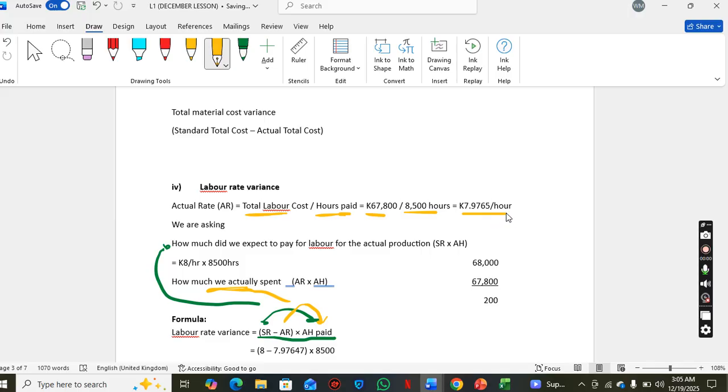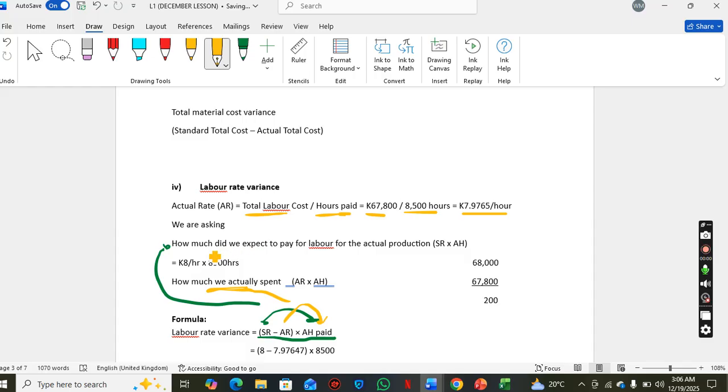7.9765 kwacha per hour. Now I would advise that in the exam you won't be comparing the answers by both methods, but since here I'm using both methods, I want to show you that you can use either to arrive at the same answer. So I'll leave this as it is, 7.9765, and I'll show you in a minute why I did that. So we found our actual rate.